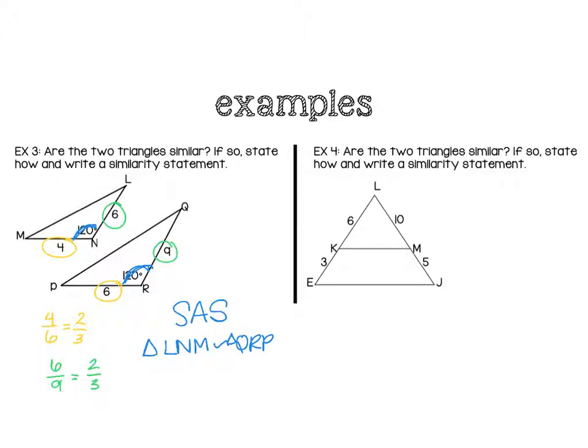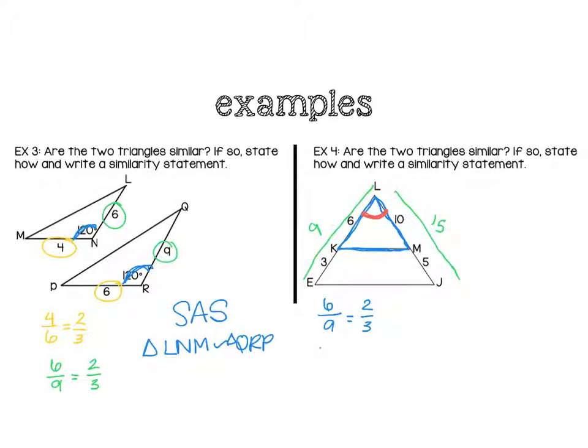Now when I look at example 4, this one's a little bit different. So I've got LKM right here, but they did not give me the total side lengths for ELJ. So 6 plus 3 is 9, so I know this whole side is 9, and this whole side is 15. I know I'm going to have a congruent angle because they share it. So for LK, I've got 6/LE, which is 9. So that's going to be 2/3.